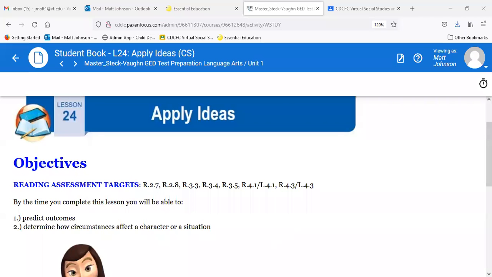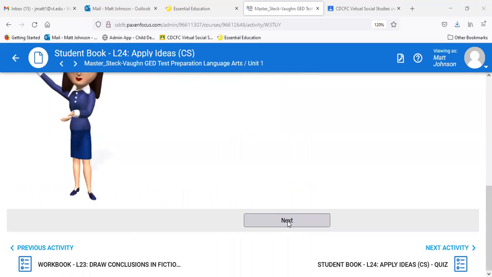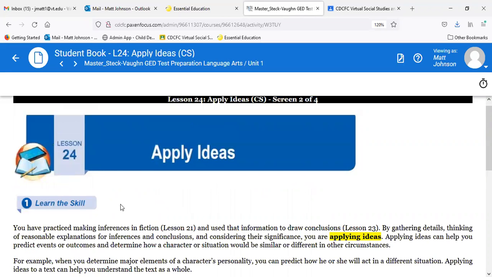Right. And so, yeah, it's Unit 1, Lesson 24, Apply Ideas. We're going to find out what that entails here as we go along. So, by the time that we complete this lesson, we will be able to predict outcomes and determine how circumstances affect a character or a situation. So, let's take a look here and see what that means.